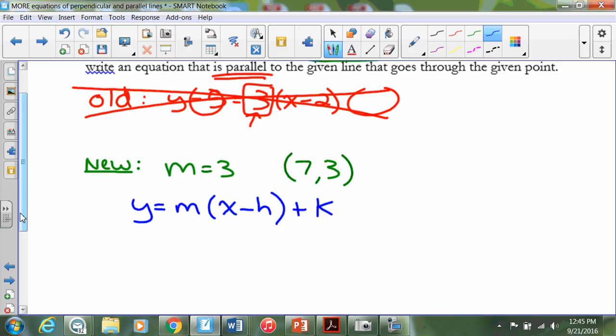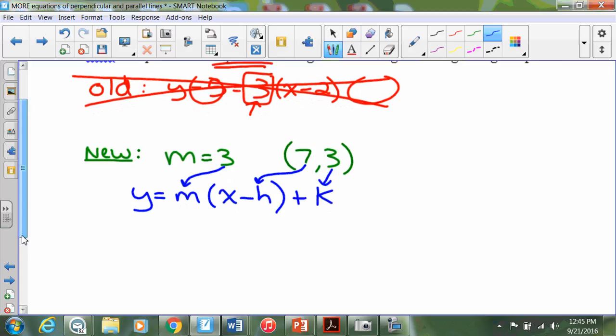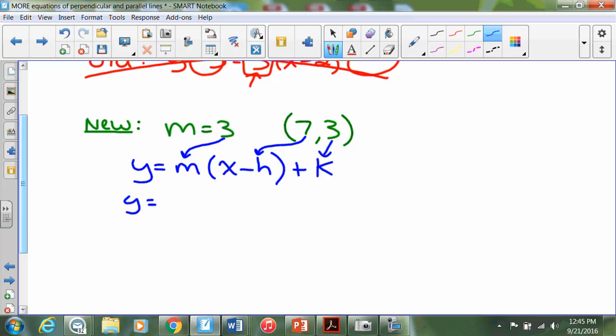So what we're going to do is we're going to plug in our 3 for m, we're going to plug in our 7 for h, and our 3 for k. And you guys are pretty good at this. So we're going to go ahead and plug them in, but then we're going to continue working so that we can get this into slope-intercept form, our y equals mx plus b form. So here we go.